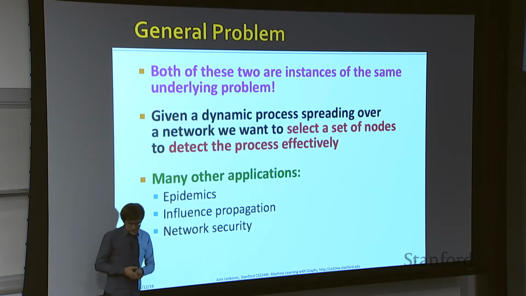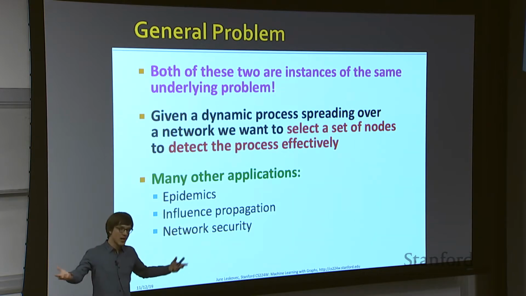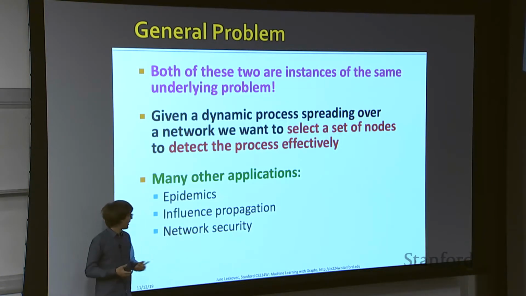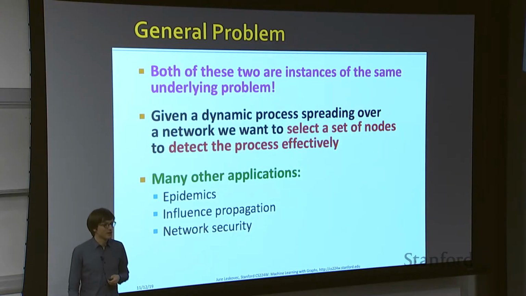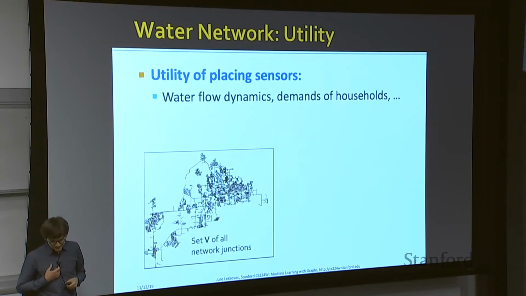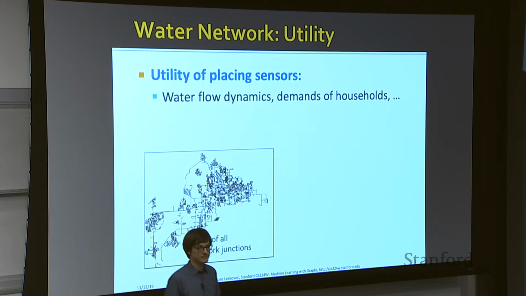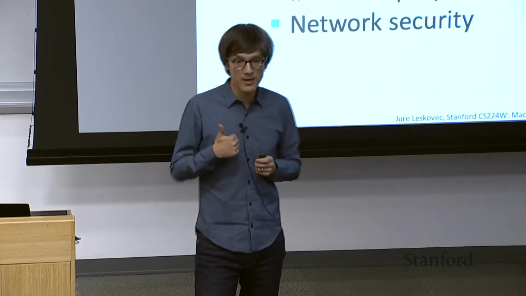Or if you'd say network security, again, which machines in the network should I monitor more closely to detect an outbreak as quickly as possible, right? So that's the idea. So there are 2 aspects. Yes? We are given the network. We are assuming we are given the network.